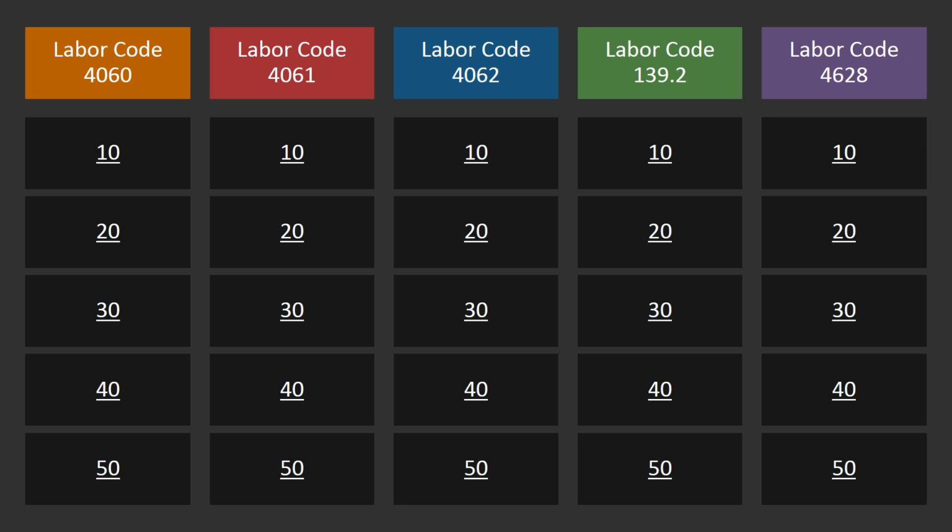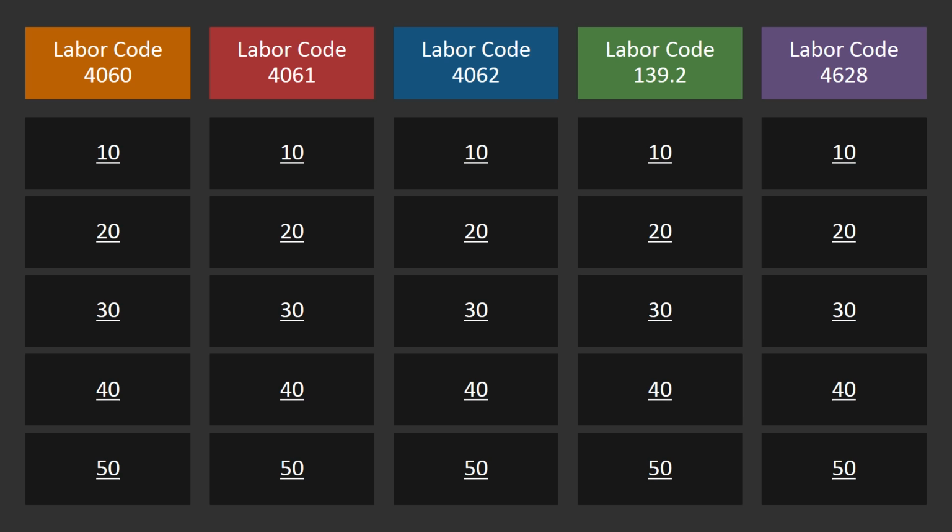Okay? So with that as our introduction today, let's move on now, and let's go through a couple questions regarding Labor Code 139.2. Okay, so let's begin. We're over here today in this column, and we're going to focus our attention on Labor Code 139.2 and have 5 questions for you today.